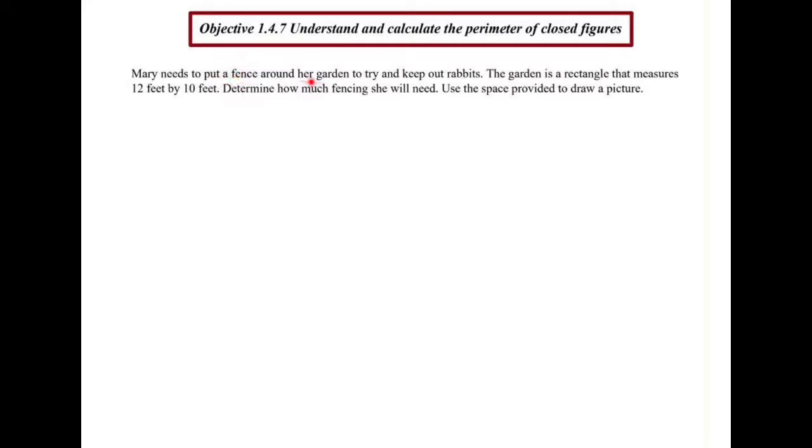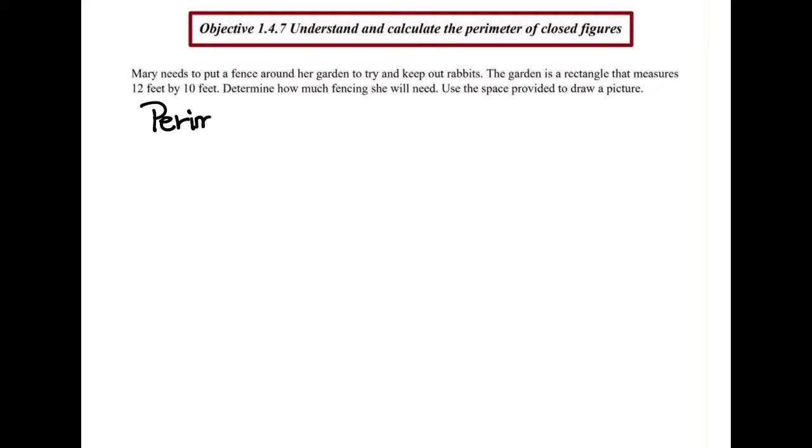So Mary needs to put a fence around her garden and try to keep out the rabbits. The garden is a rectangle that measures 12 feet by 10 feet. Determine how much fencing she will need. Use the space provided to draw a picture. Okay. Fence goes all the way around the outside of a shape, right? Okay, so let me show you one thing.